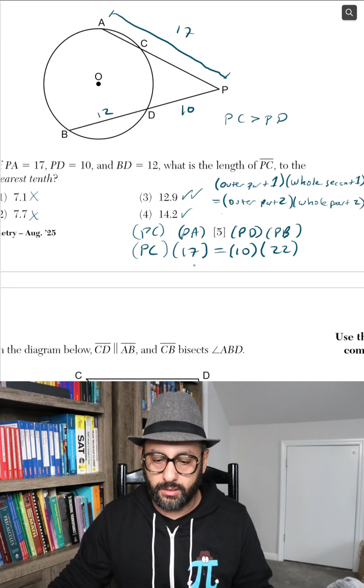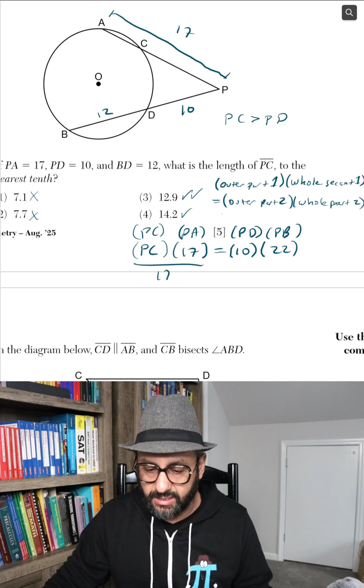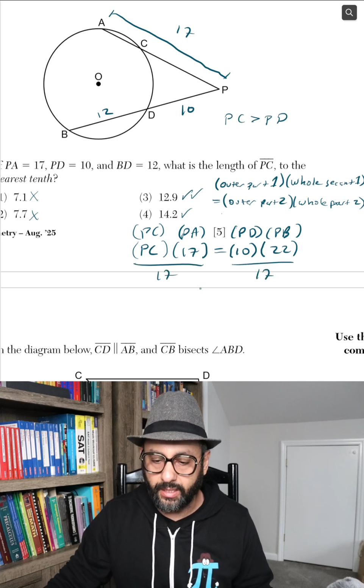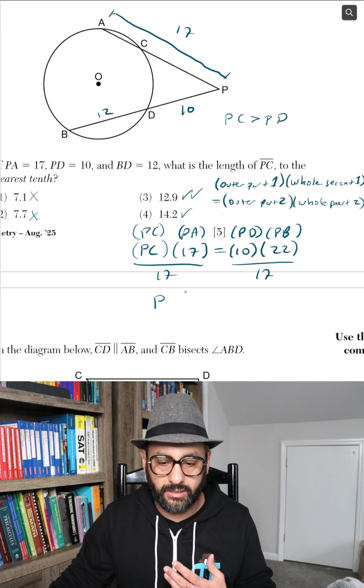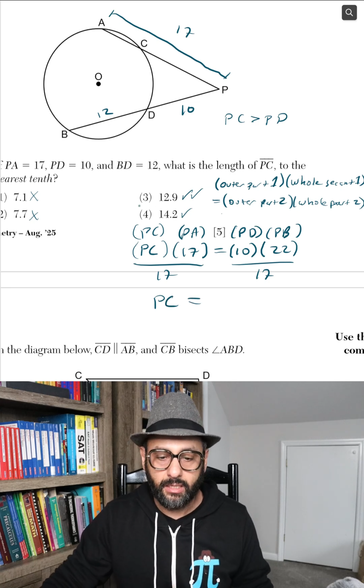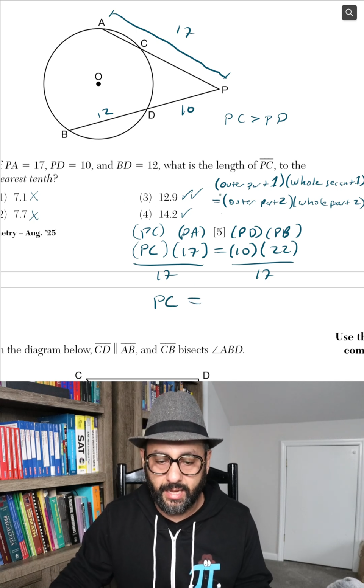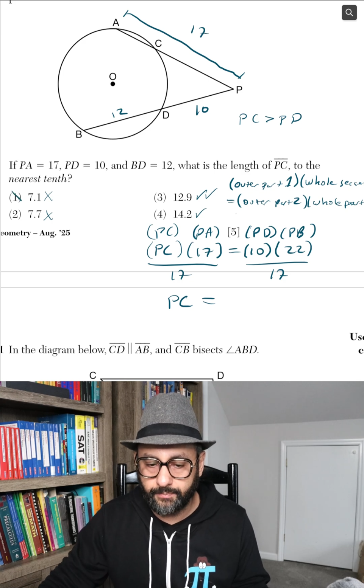And now if we divide both sides by 17, we get our answer. In fact, I could see that 10 is being multiplied by 22 over 17, so it is bigger than 10. And that does confirm that choices 1 and 2 are incorrect.